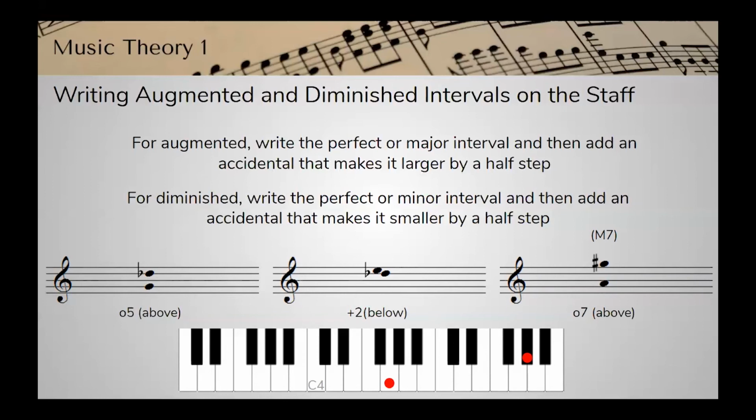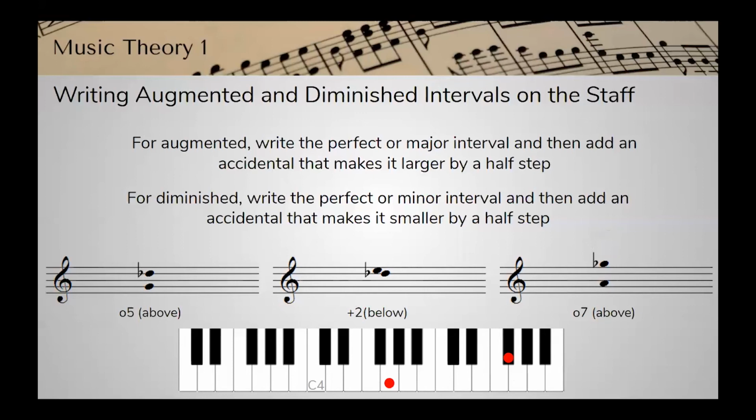Okay, and if I lower that G sharp by a half step, it becomes a G natural, and then we have a minor seventh, which is still not what we want. We want to make this even smaller, but we can't change that note, right? It still has to be a G. So in order to do that, we make it a G flat. And you can see on the piano, the interval has shrunk by a half step, and on the staff, we've made the G into a G flat, okay?